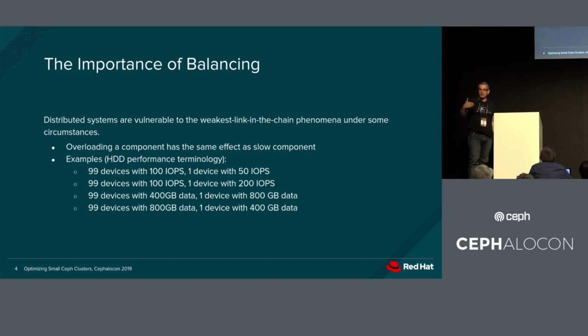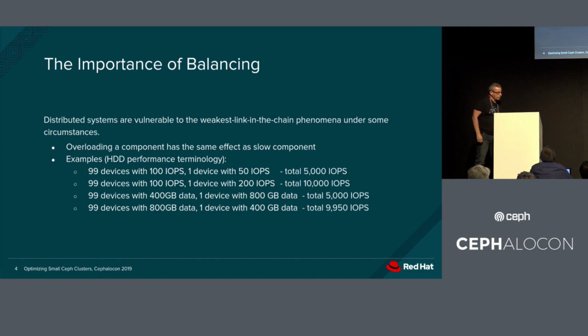It will become as if it's slow, and the entire system will go to half the performance. On the other hand, if we have 99 devices with 800 gigabytes and one with 400 gigabytes, the one with 400 gigabytes will get fewer requests and performs normally at half its speed. So the numbers that we are going to get is, if we have one device which is not balanced on the wrong side, we're going to get half the performance.